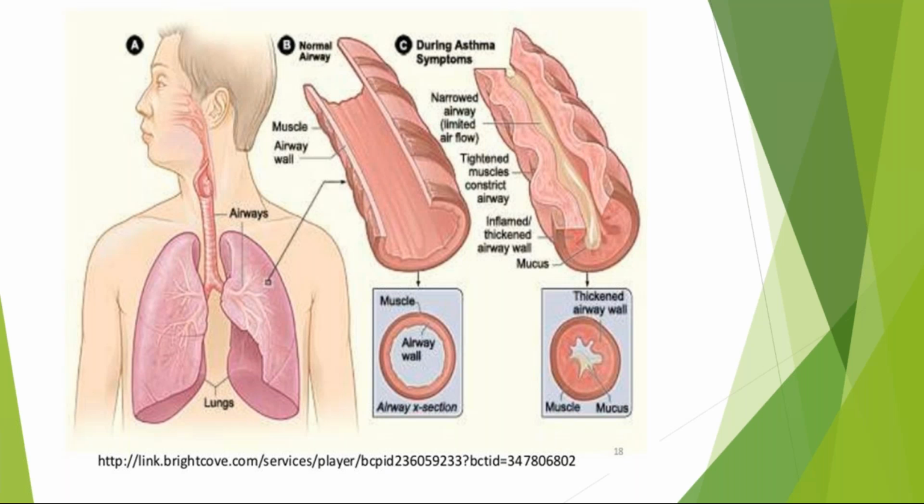And this is the picture showing a normal airway and the airway of asthmatic patients. In patients with asthma, the airway will be narrowed and the smooth muscle will constrict the airway, and the smooth muscle will be thickened due to inflammation, and there will be obstruction due to mucus plug.